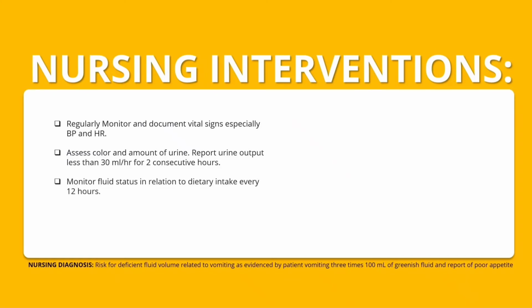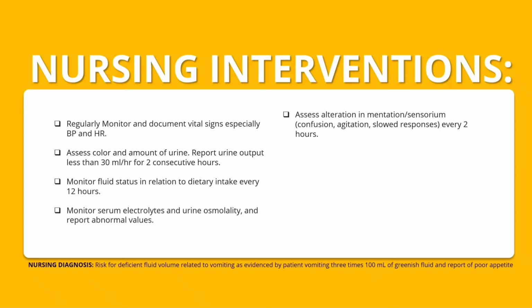Next is to monitor fluid status in relation to dietary intake every 12 hours, because most fluid comes into the body through drinking, water in food, and water formed by oxidation of foods. Verifying if the patient is on a fluid restriction is also necessary. Next is to monitor serum electrolytes and urine osmolality and report abnormal values. The reason for that is elevated blood urea nitrogen suggests fluid deficit. Urine-specific gravity is likewise increased.